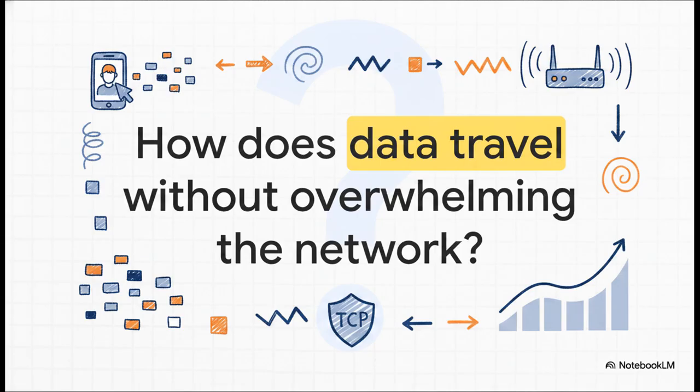To solve this, network engineers rely on a brilliant protagonist working quietly in the background, the TCP algorithm, which stands for Transmission Control Protocol. And specifically, TCP uses a highly structured congestion control mechanism to perfectly balance speed with stability.